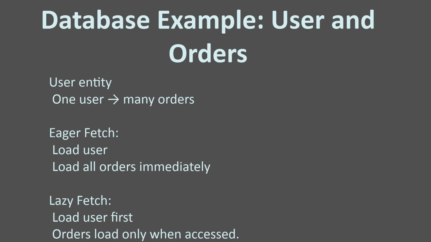Let us take a simple database example. Imagine we have two entities called user and orders. One user can have many orders. If we use eager fetching, whenever we load a user, all orders belonging to that user will also be loaded immediately. But if we use lazy fetching, Hibernate will load the user first.